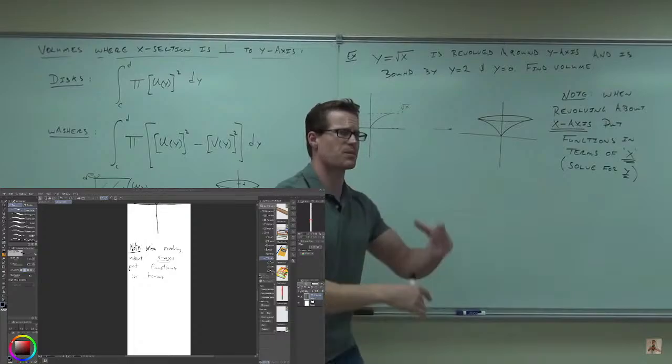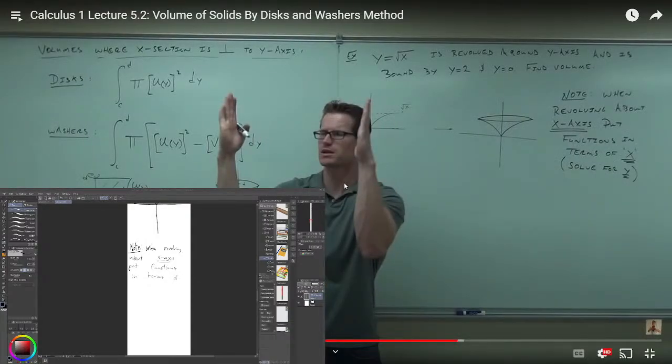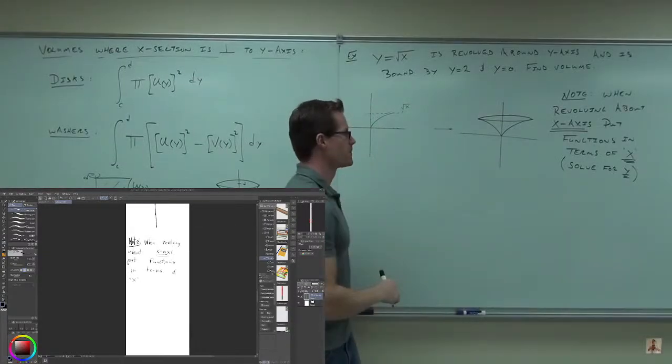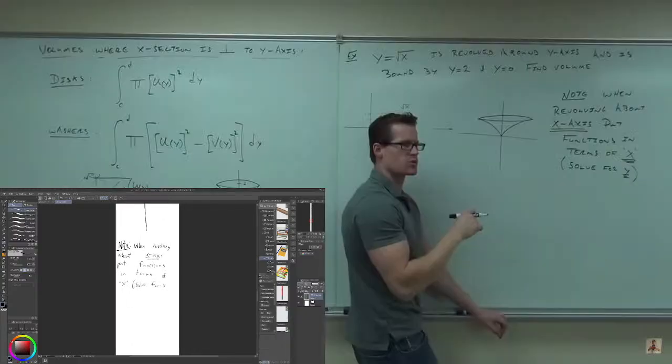When revolving around the x-axis, put functions in terms of x, because your bounds are in terms of x. You have planes that are perpendicular to the x. It's all about the x. Solve for y. When revolving around the y-axis, it's backwards. Put everything in terms of y. Your functions need to be in terms of y.